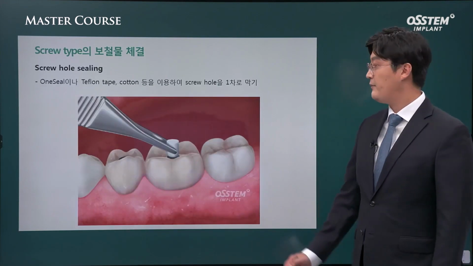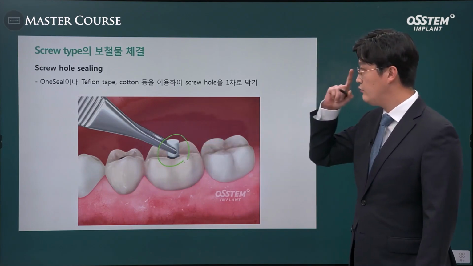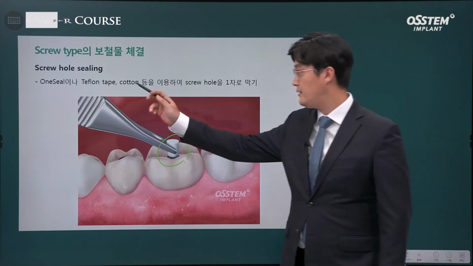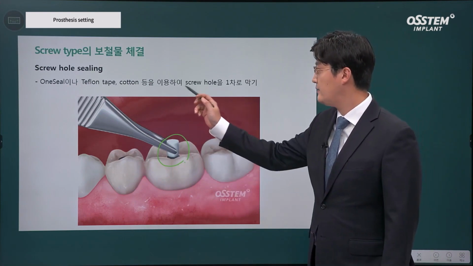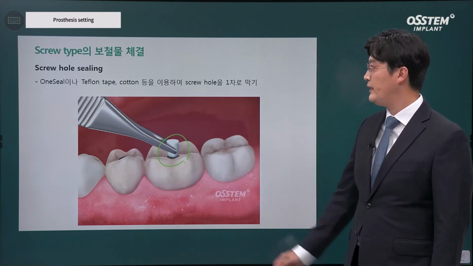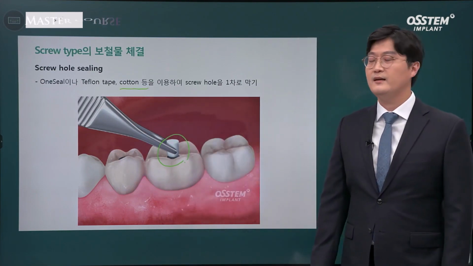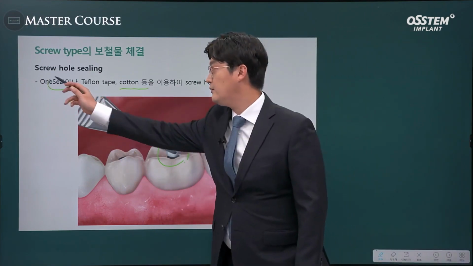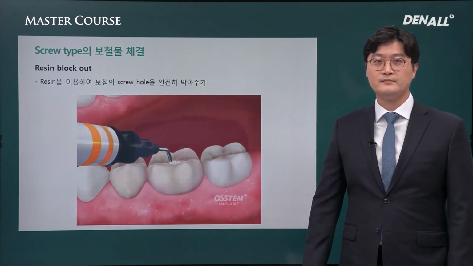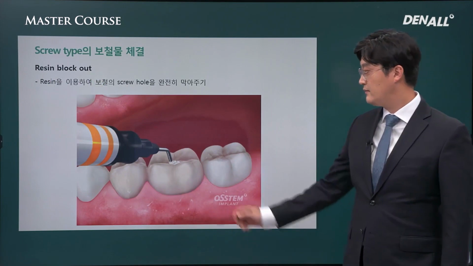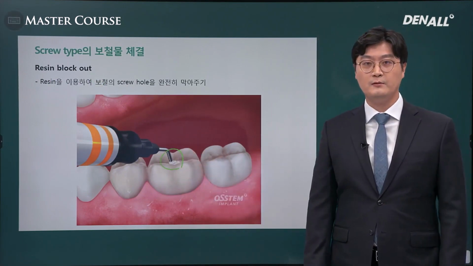In the case of screw and ER type, there's a hole on top. This hole is covered using either one seal from Ostem, Teflon tape, or cotton pellet. In the case of cotton pellet, at times it can smell later, therefore one seal or Teflon tape is recommended. On top of it, opaque resin is used to completely cover the screw hole.